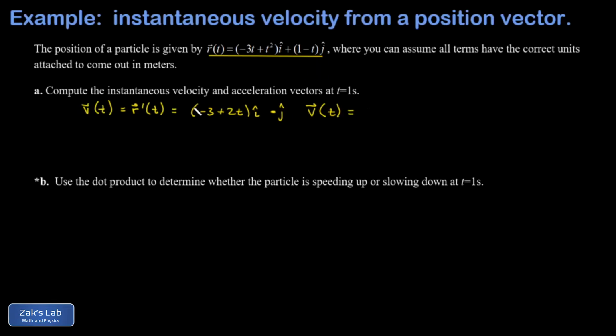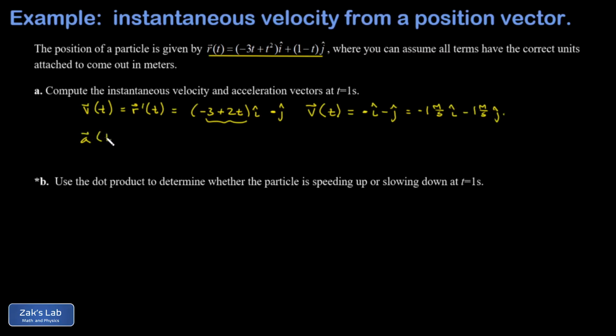So you just plug in a 1 for t, and my coefficient of i hat here would become a negative 1. And my coefficient of j hat doesn't have any time dependence, so that's still just negative 1. And if I put units on this, I could write it as negative 1 meters per second i hat minus 1 meters per second j hat. In other words, at this moment in time, the particle is moving simultaneously to the left at 1 meter per second and down at 1 meter per second.